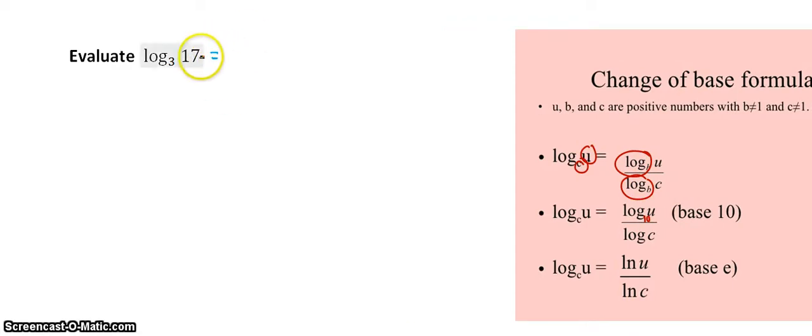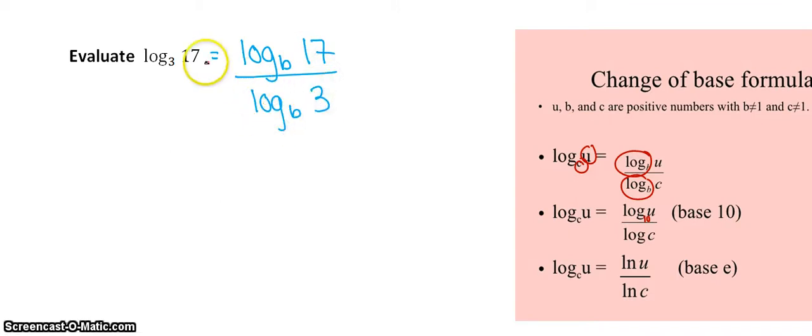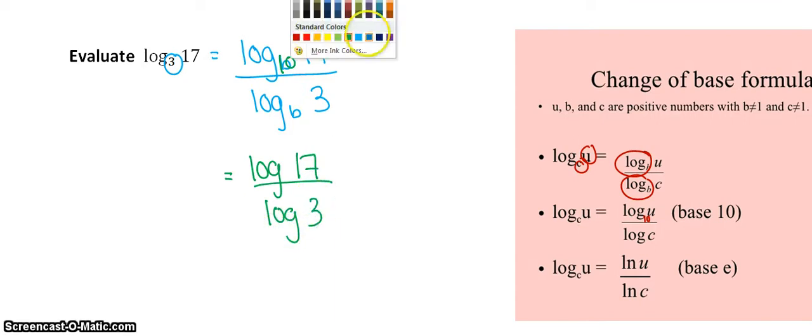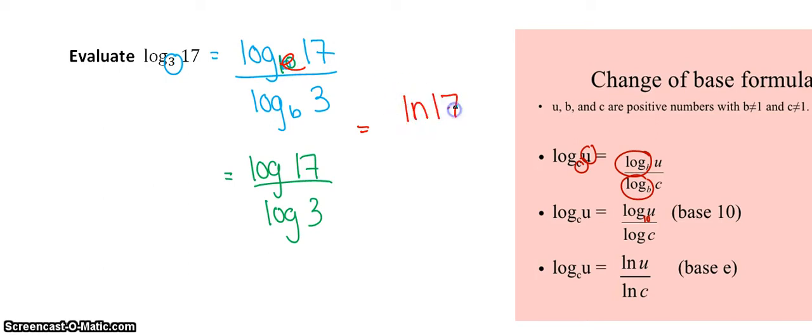Okay, this formula says I can take some log, so maybe I'll do log base b of the argument, which is 17, divided by log same base of the original base, I should say. So these two things are equivalent. And I can do this with any base b. So I could even make my base 10. So if I change this to base 10, well, we can just write that as log of 17 divided by log of 3. Okay? And again, I can do this with any base, so I can even do this with base of e. So I could write this as natural log of 17 over natural log of 3.